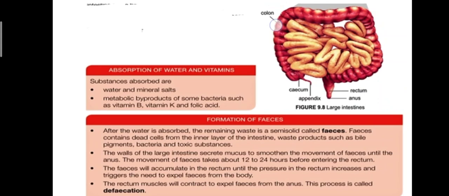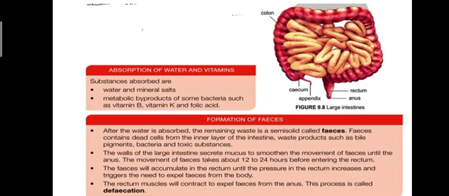So this is our colon, kita punya usus besar. This is our rectum and anus here. Cecum is here. Second function, formation of feces. After water is absorbed, the remaining waste is semi-solid. So we call this feces. Najis sudah. Feces contains dead cells from the inner layer of our intestine, and waste products such as bile pigment, bacteria, and also toxic substances.